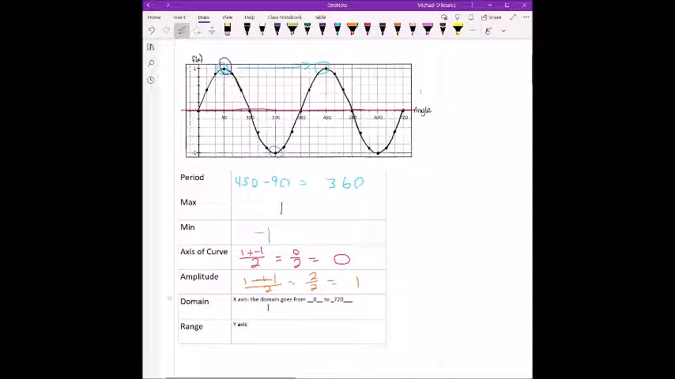How about my x-axis? I mean, my y-axis. The range goes from blank to blank. What's the two numbers I'll put in there? One, the negative one, Nathan? Good. Perfect.